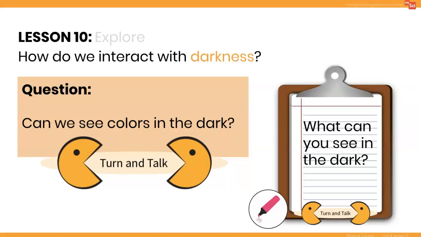You'll start the explore part of this lesson by asking students, what can we see in the dark? Students should reflect about a time when they were in the dark, what they were doing, and what they could see and what they couldn't see. Allow them to turn and talk to a partner and record answers on chart paper. Follow up the conversation with another question, asking students, can we see colors in the dark?